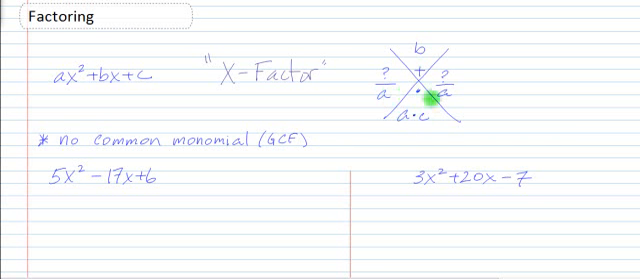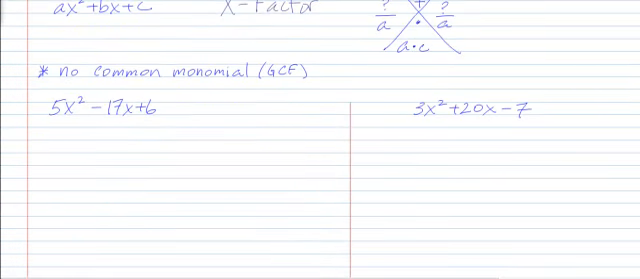Okay, so the first two we're going to start out with are ones where there's no common monomial. A common monomial is like a GCF, your greatest common factor. So there's none of that in these two problems. Okay, so let's get going. Let's scroll down a little bit.